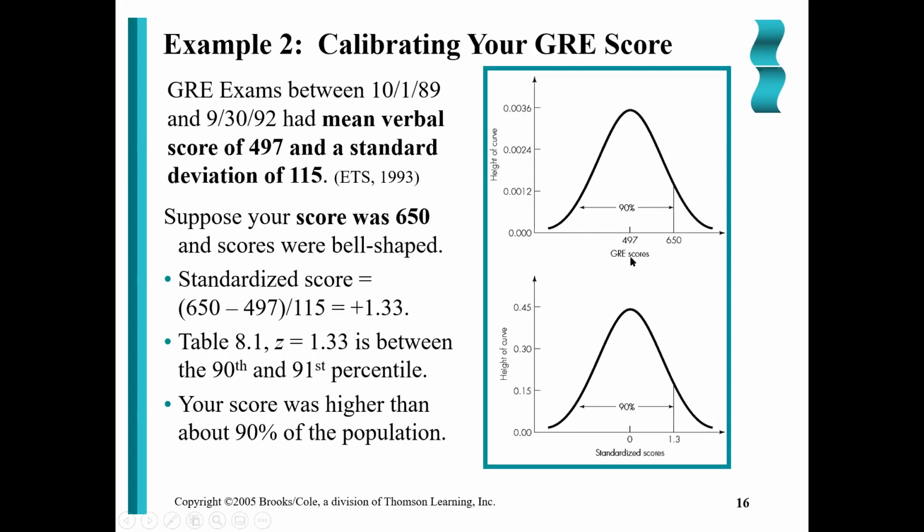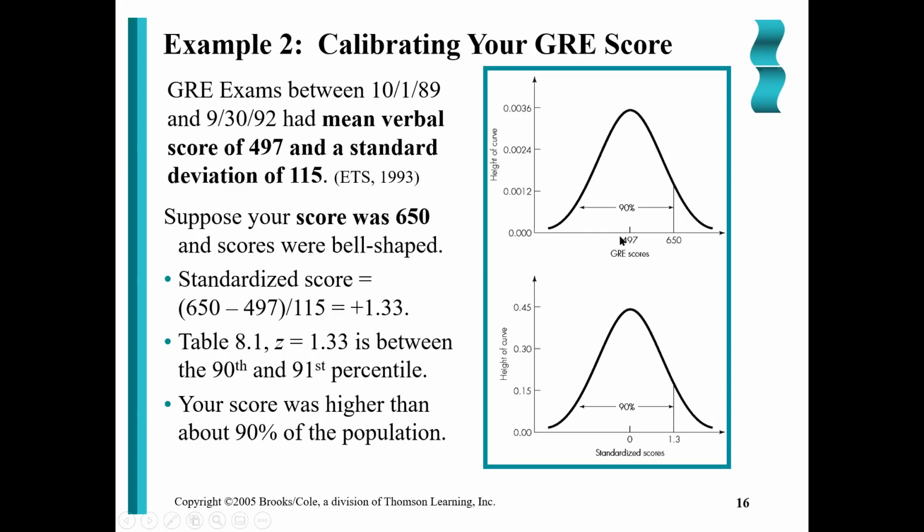So here are your GRE scores. 497 is in the middle. That's your mean. It's also the median. And your 650 is way to the right here. All right. So what it's saying here is 90% of the area under this curve to the left of this vertical line, 90% of this area is the percentage of people that scored less than you, which is 90%. Right? Remember, 100% of this area is everyone. So 90% of the area under the curve is to the left of the score 650.